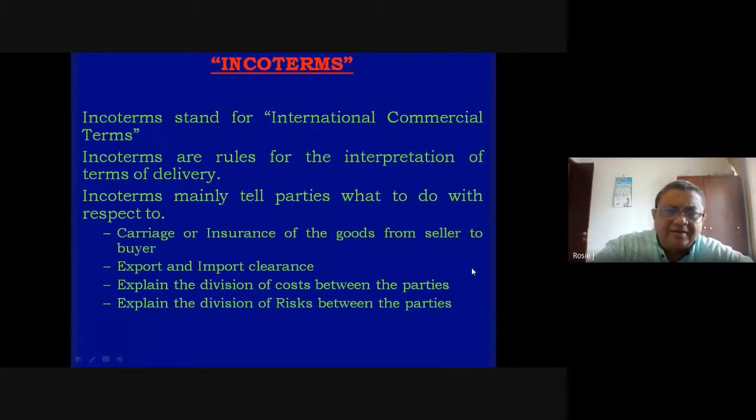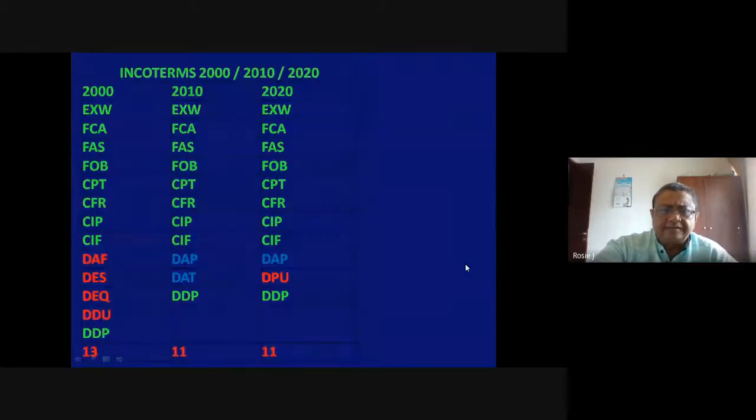There are 11 terms. I'll just go through and give you a basic idea. I can't go into detail, you don't need that, only a basic understanding of what this is. So I'll try to cover that. It's quite interesting. This is just to show you that in 2010 there were 13 terms, and now there are 11. Don't worry about what these terms are, I'll go into detail: EXW, FCA, FAS, FOB, CPT, CFR, CIP, CIF. These are the 11 terms, so now I have to cover the 11 terms.